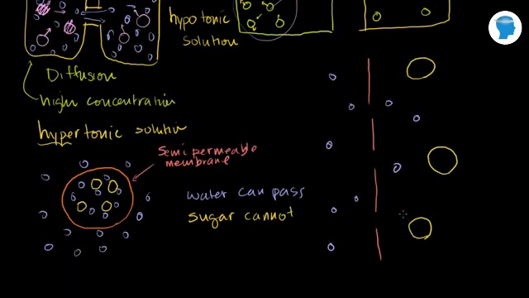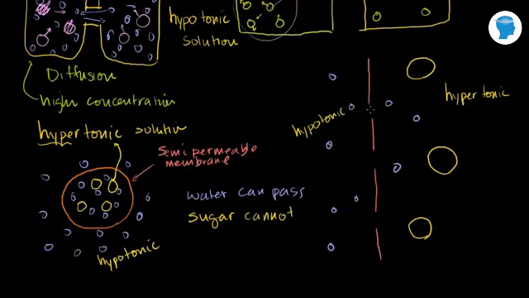Now, what do you think is going to happen in this situation? First of all, let's use our terminology. Remember, sugar is our solute, water is our solvent, and we have a semi-permeable membrane. Which side of the membrane has a higher or lower concentration of solute? Well, the inside does. The inside is hypertonic. The outside has a lower concentration, so it's hypotonic. It's hypotonic out here. Lower concentration of solute.